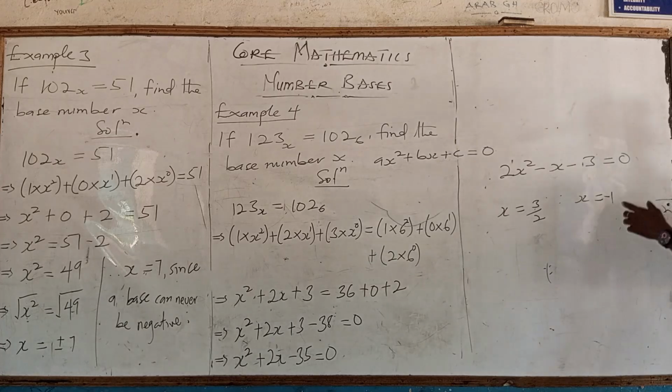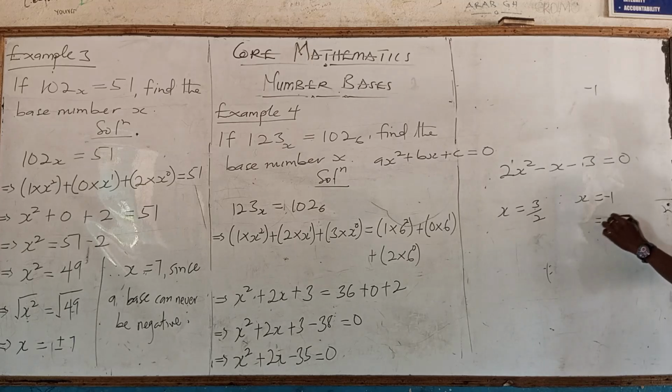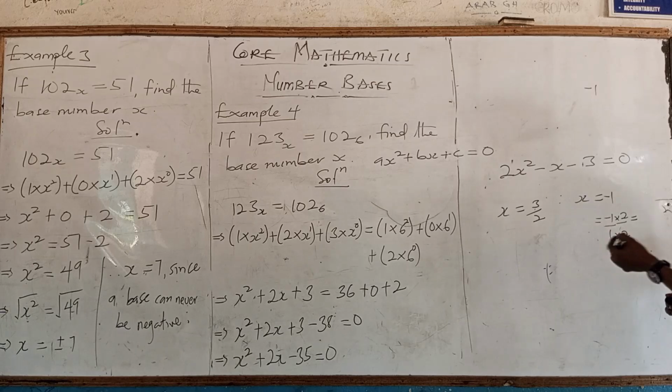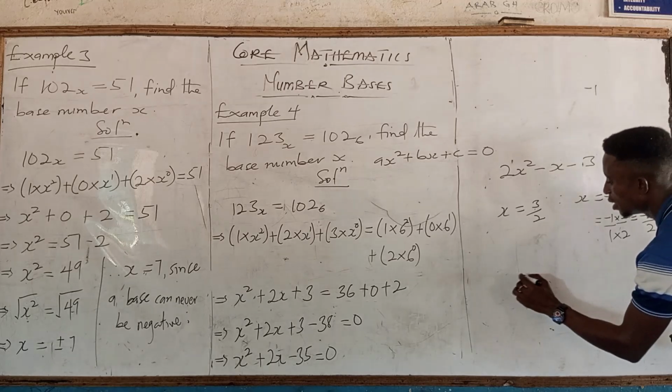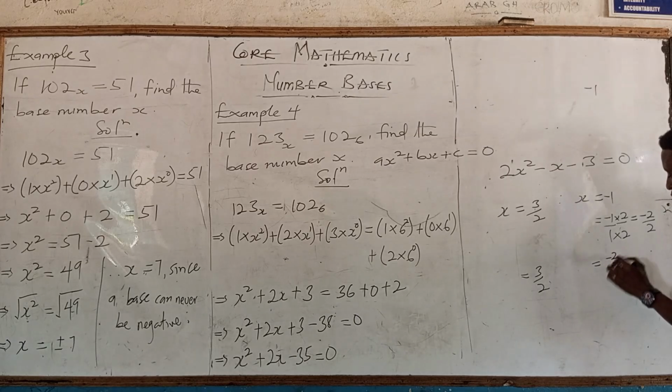Are we okay? So what do we do? I take this one, negative 1. Negative 1 is over 1, but we don't write it. So I can multiply here by 2, so that the denominator will be 2. Then what we do to the down, we do the same to the top. And this one is now getting us negative 2 on 2. So now we have x as 3 on 2 and negative 2 on 2.